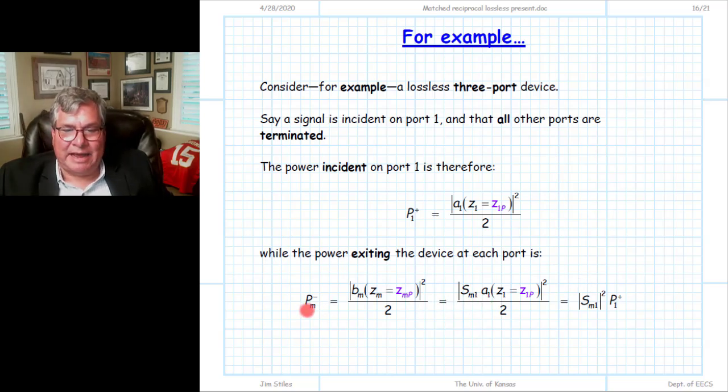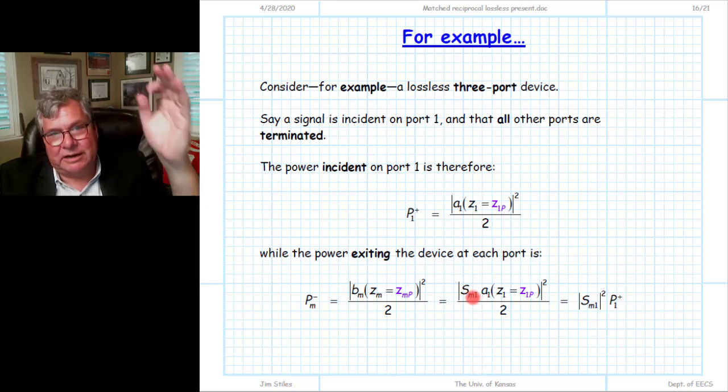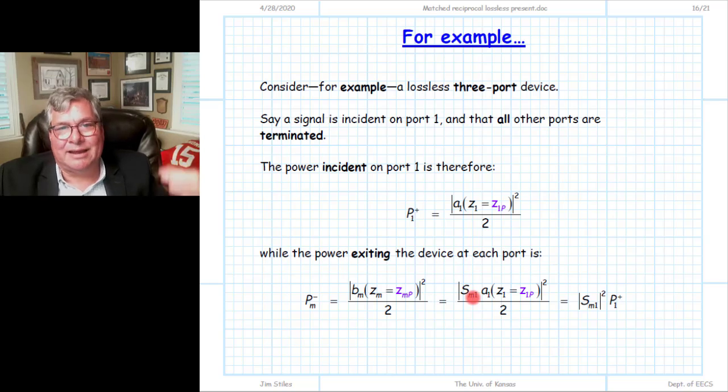We know that the power of the wave exiting port M is the magnitude squared of the normalized wave amplitude B subscript M on port M. Because, and only because, we have one incident wave only, we can directly determine the value of B in terms of our lone incident wave A1. We do that by multiplying by the scattering parameter S M1, which is an element of our first column. The experiment we're doing is putting an incident wave on port 1, so the elements of that first column are in play here.